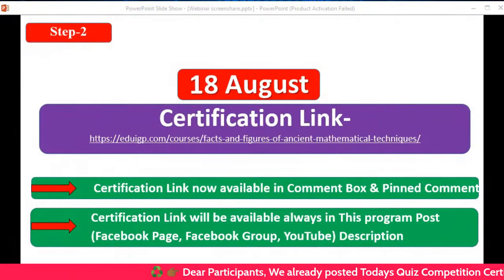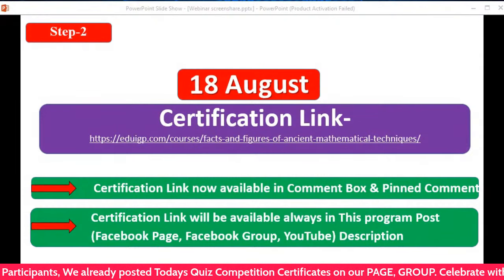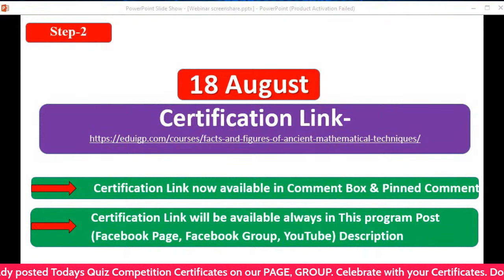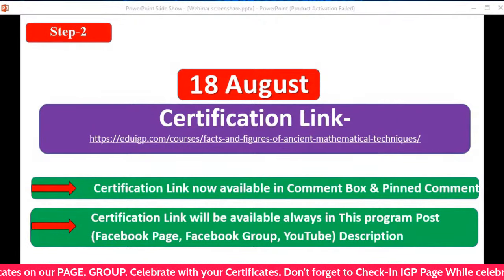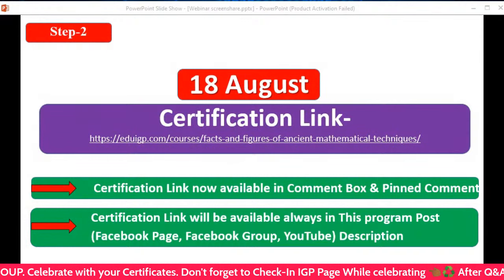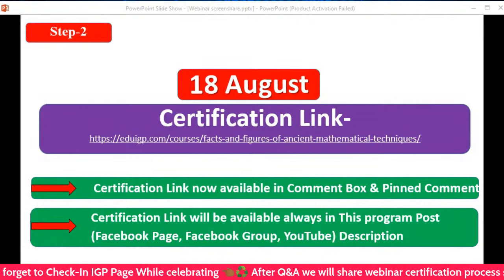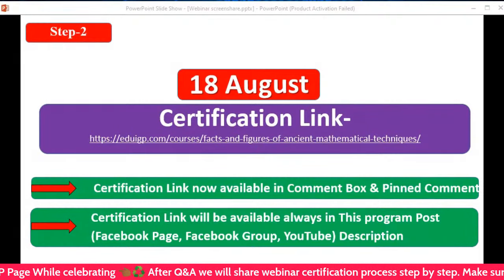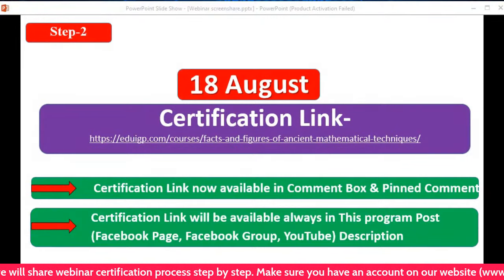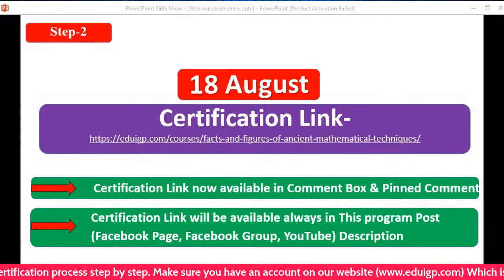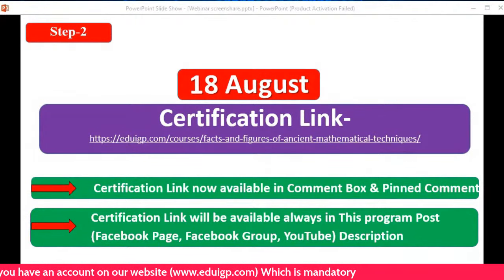All right, step two. There is a certification link, and it is now available in our comment box and pinned comment. Our committee members are very active there in the comment box. The certification link will always be available in this program post, whether on our Facebook group or on YouTube. You can check our comment box.